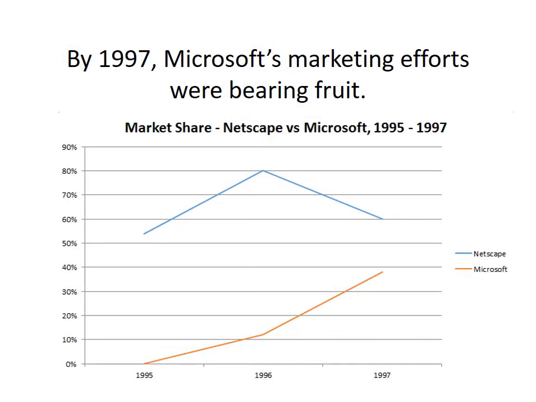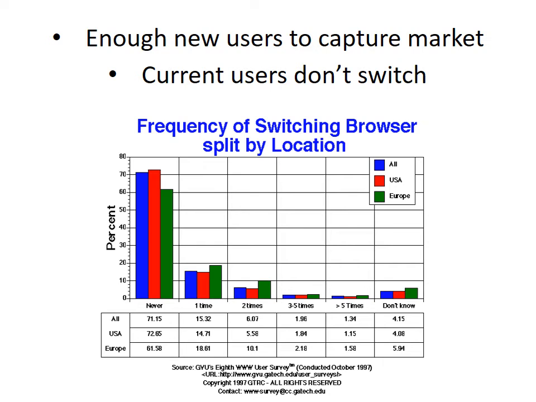Although Netscape continued to grow in 1996 and 1997, the battle with Microsoft began to show. Microsoft competed aggressively, and by the end of 1997, Netscape's share of the market fell to 50 to 60%. Microsoft had two key factors of consumer demand in their favor. First, the World Wide Web was growing at an incredibly rapid pace, opening the market to enough new users to capture the market. And second, browser users were unwilling to switch browsers once they had one in place.